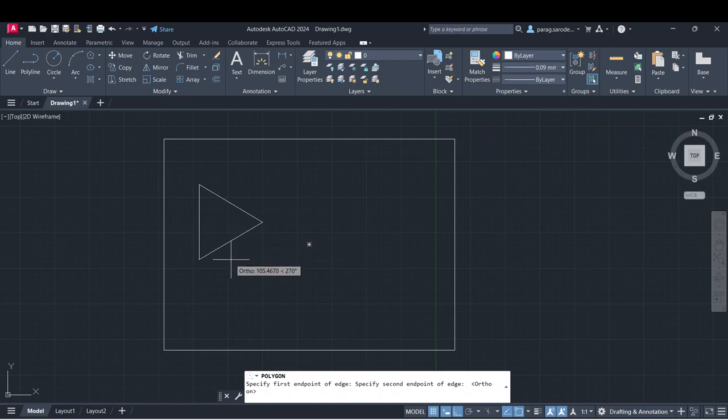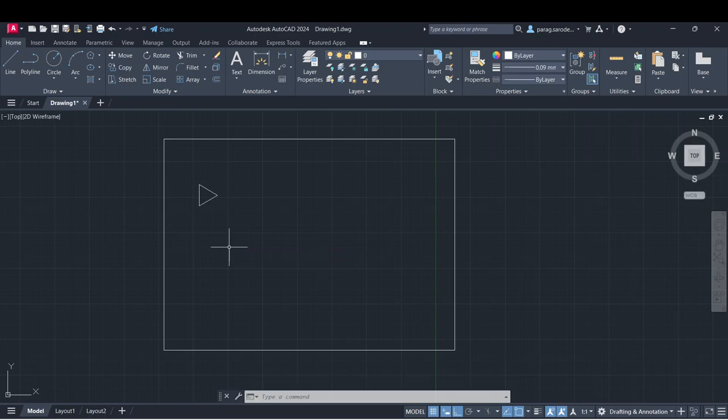Now, once we have decided on the correct orientation, we will type the size. Let us say 30 here. Then 30, enter. In this way, the triangle will get created. So, what type of triangle was this? Equilateral triangle.